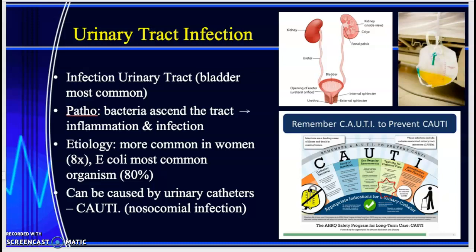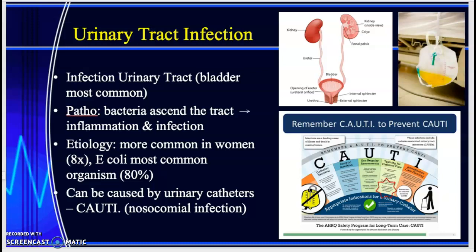But the urinary tract infection can be anywhere in the urethra, the bladder, the ureters, all the way up to the kidneys. And you guys know that the urinary tract is normally sterile, so there's no bacteria there. It's usually the flushing motion of the urine through the tract that keeps the bacteria out. The pathophysiology states that bacteria ascend the urinary tract. It leads to an inflammatory reaction and then infection.